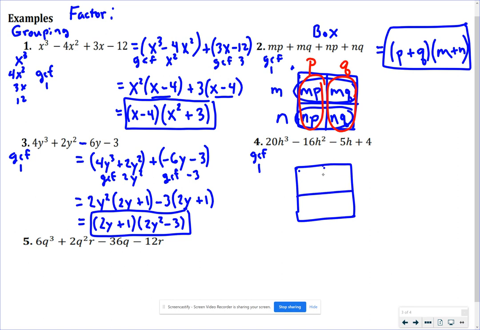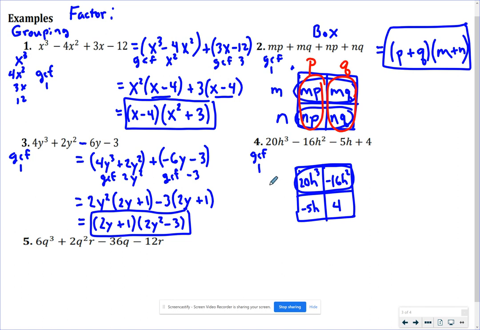2 rows, 2 columns. First term gets the first square, so my 20h to the third power. Second term, negative 16h squared. Third term, and the last term should be in the last square. There's my plus 4. Okay, I'm going to look for the GCF of the top row. So in the top row, I have a 20h to the third and a negative 16h squared. That's these two right here.